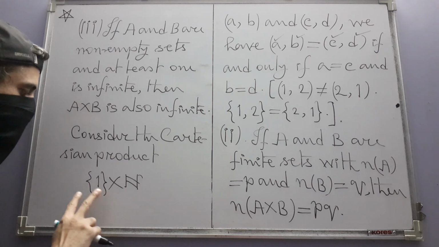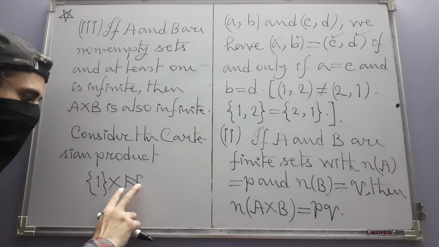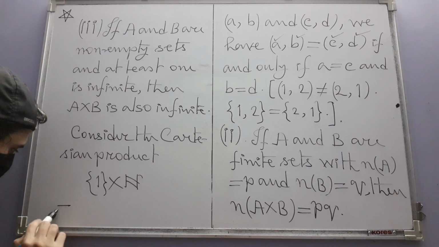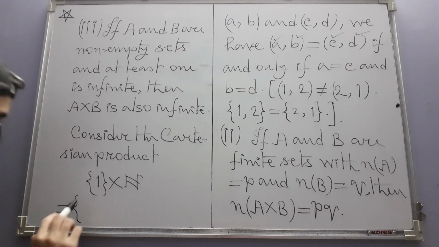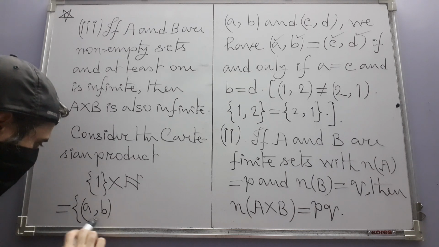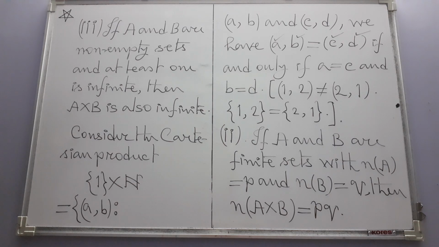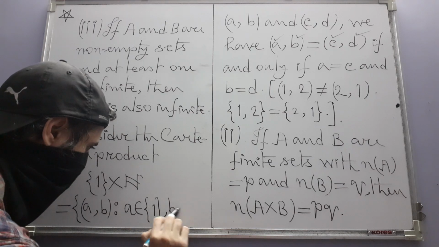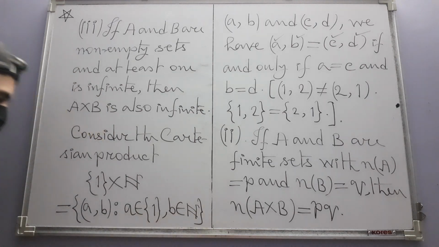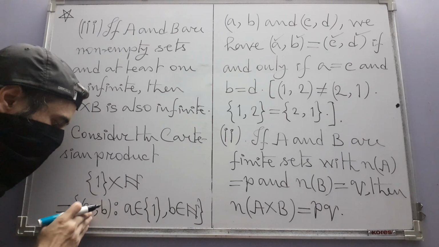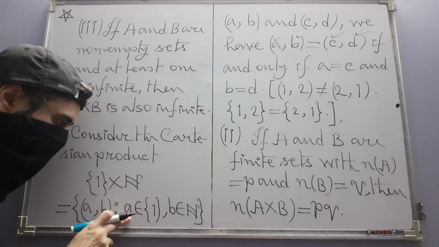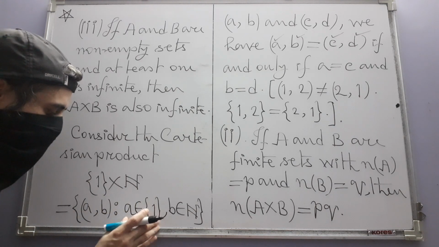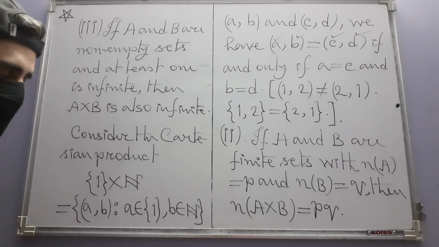Where now our first set A is this singleton set, and the second set is the set of natural numbers. Of course, by the definition of Cartesian product, this will be the set of all ordered pairs (a, b) such that a belongs to {1} and b belongs to N. In other words, it is the set of all ordered pairs where the first component has to be equal to 1. That is the only possibility here. And the second component can be any natural number.